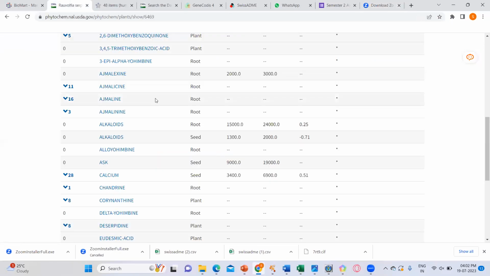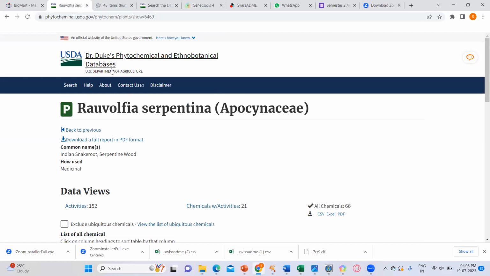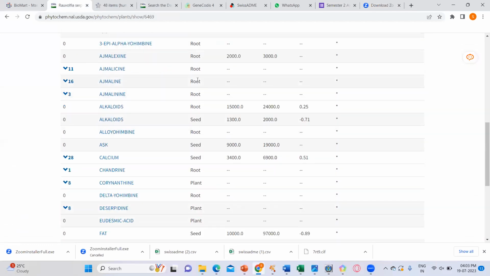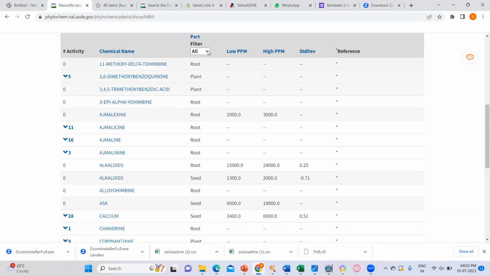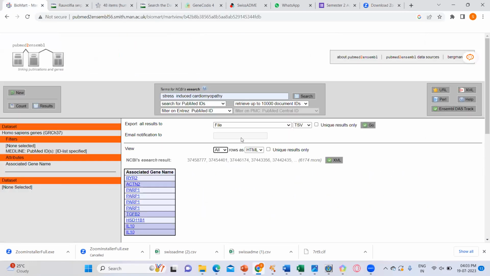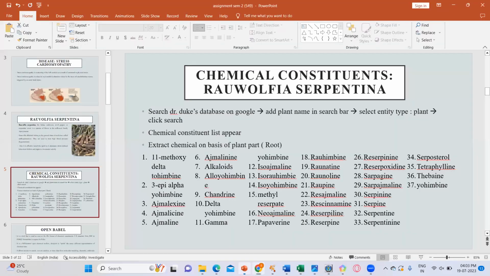This is the Dr. Duke's website, wherein I've added Rauwolfia serpentina. So these are all the chemical constituents that I've got. Excluding the other plant parts, I have only taken the root, and all that information is gathered over here. So these are all the chemical constituents, 37 chemical constituents that I've got.